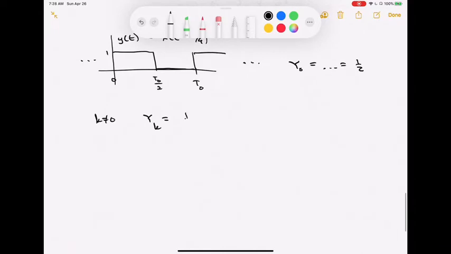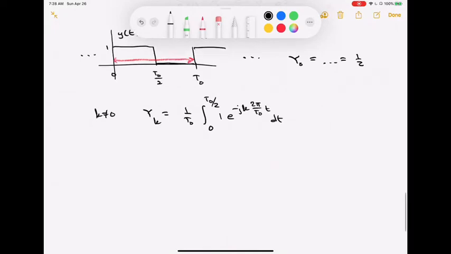What is that equal to? It's 1 over T naught. I'm going to integrate over a period. This time I'm going to pick a period from 0 to T naught. Over 0 to T naught, I have this signal y of t be non-zero only from 0 to T naught by 2. So that will change this to 0 to T naught by 2. What is it over that period? It is 1. And then I have my e to the minus j k 2 pi by T naught t dt.